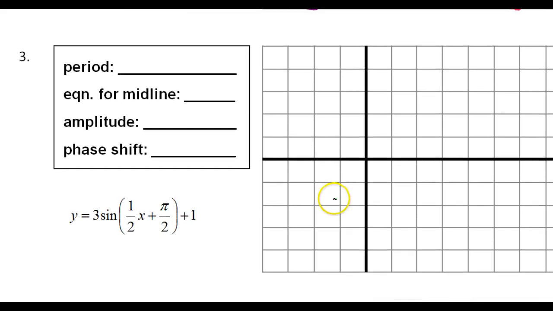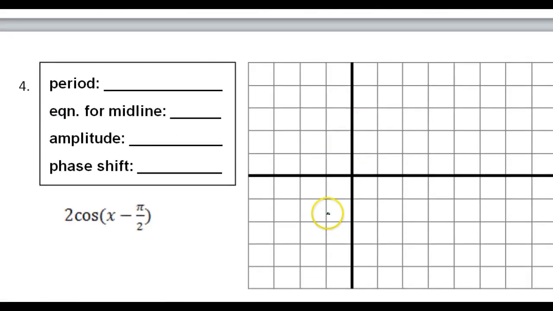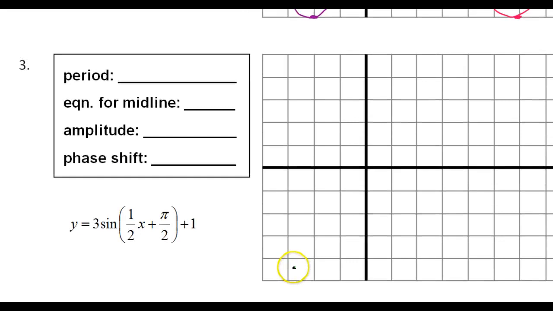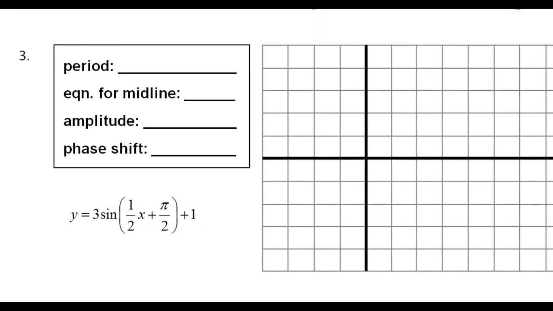Let's look at a couple more. Let's see, how many more of these do we actually have? Alright, so 2 more. We're going to do 3 and 4. So, getting more interesting now. This one seems to have everything on it. But let's start with that period.